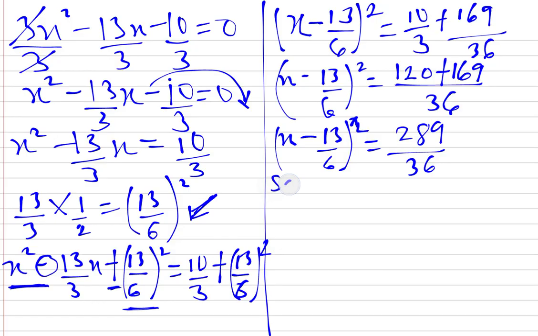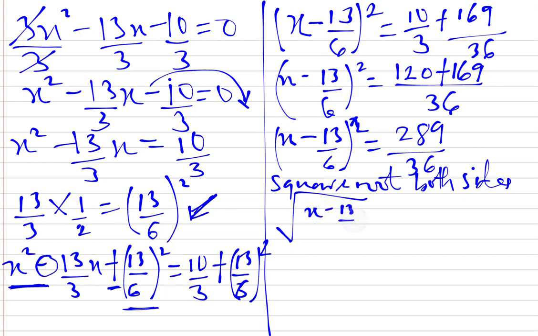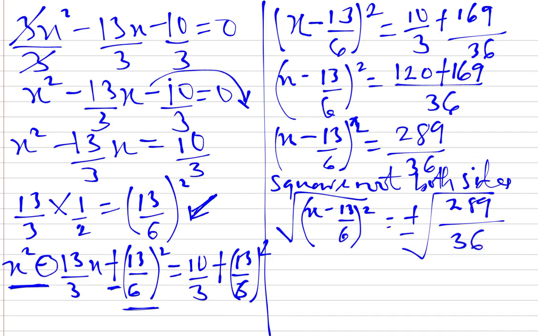Then what will I do in this place now? I will square root. So you will square root both sides like we've been doing when you get to this stage. Square rooting both sides, I will have the square root of x minus 13 over 6 all squared equals to plus or minus the square root of 289 over 36. Then this square will cancel this square root. Are you seeing that?